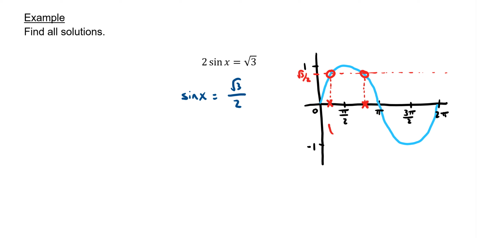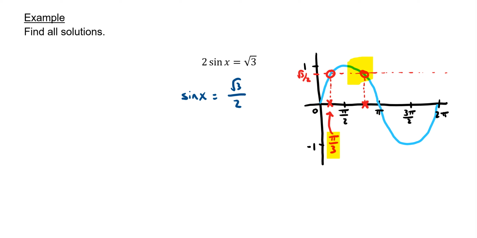So for this first one on the left, this one is in quadrant 1, right? Remember quadrant 1, I'm referring to this quadrant slice between 0 and pi over 2. Since this is in quadrant 1, the answer is a reference angle. So we know that sine of pi over 3 equals radical 3 over 2. So we know that this value is pi over 3. So all of the other answers, in this case just one, comes down to knowing the reference angle.